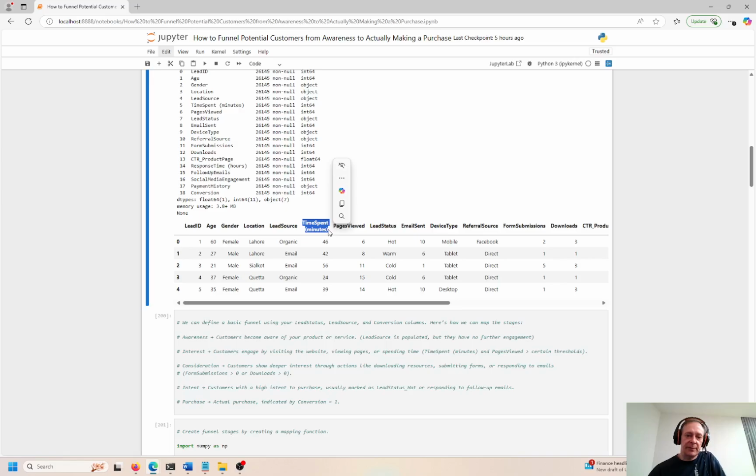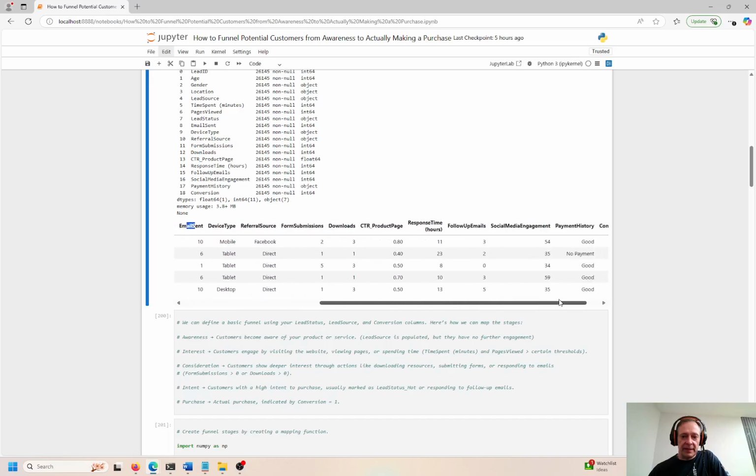All right, so this is time spent in minutes. Pages viewed, so this is probably a website type of example. I don't think you're viewing web pages on your TV, although maybe, I mean, that could be too. The lead status, this is hot, warm, or cold. Hot is better, right? Cold means the person probably will not engage with your product.